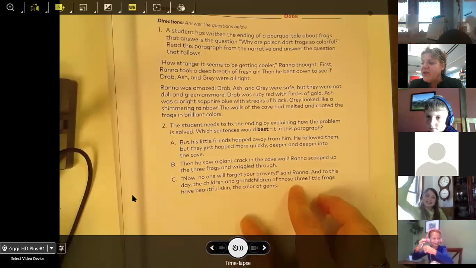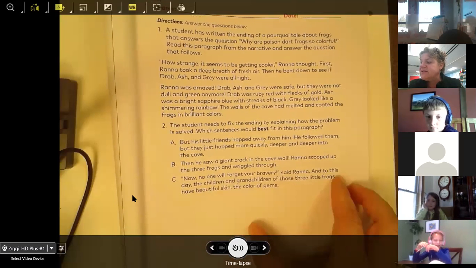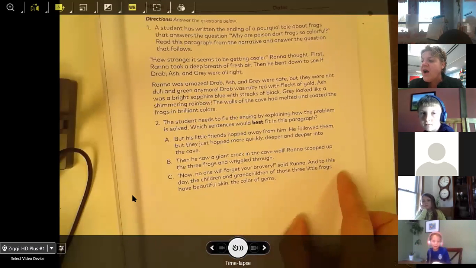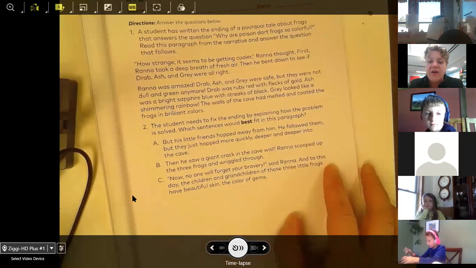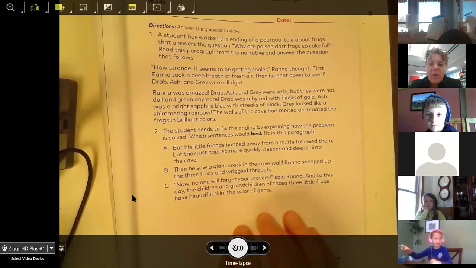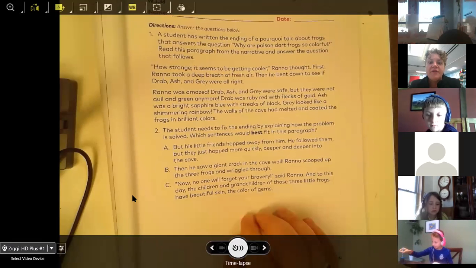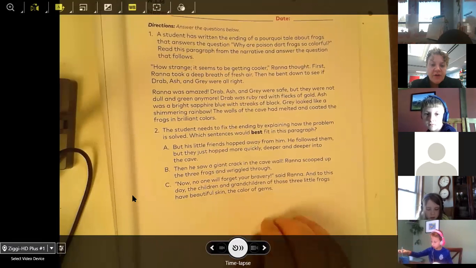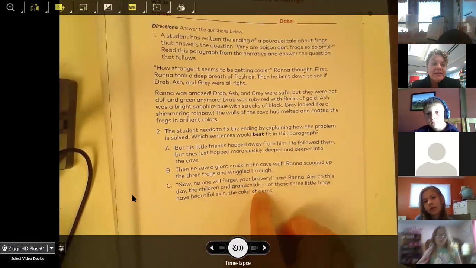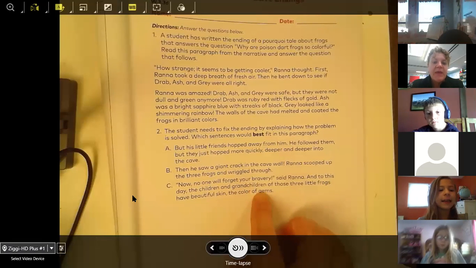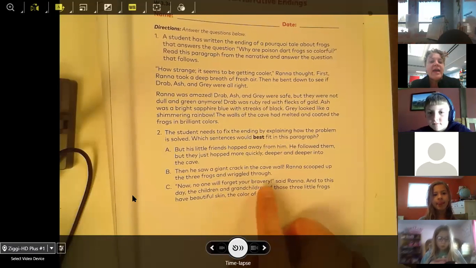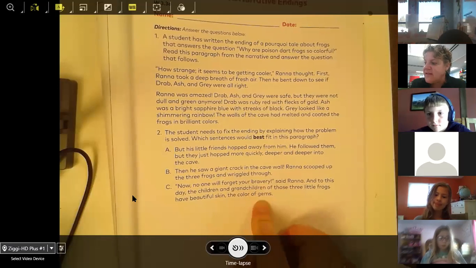Now, no one will forget your bravery, said Rana, and to this day, the children and grandchildren of those 3 little frogs have beautiful skin the color of gems. So remember, the whole name of this story was Why Poison Dart Frogs Are Colorful. Which one of those explains that? C. The last one, C, right? C explains why they are colorful. Because they were brave, and now they have these colors.